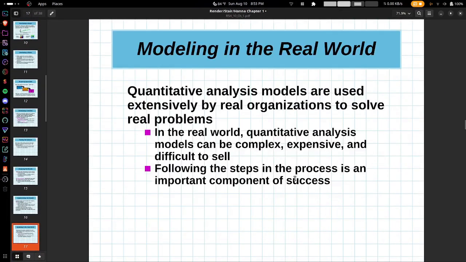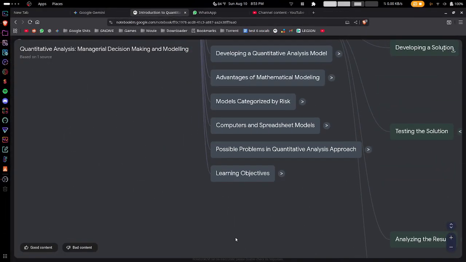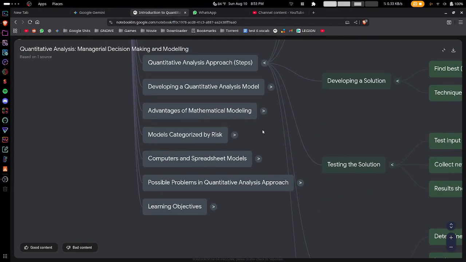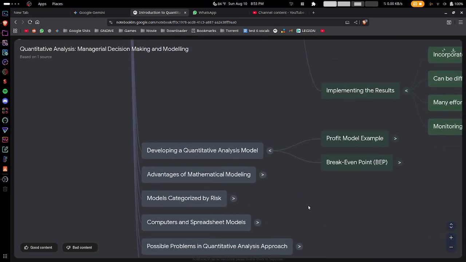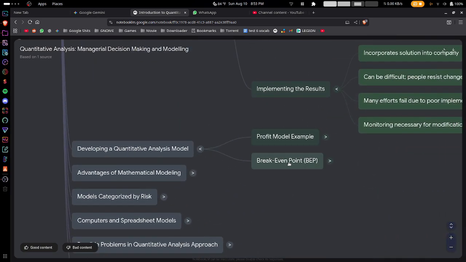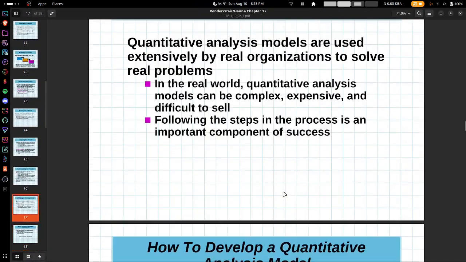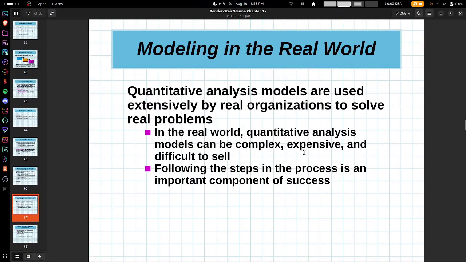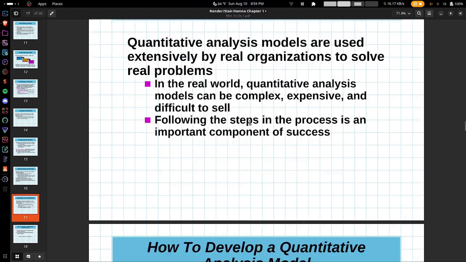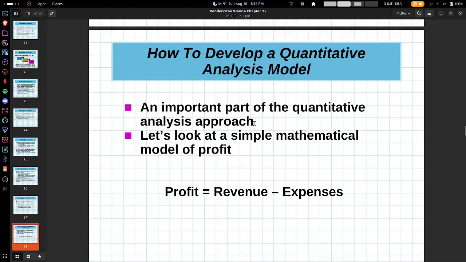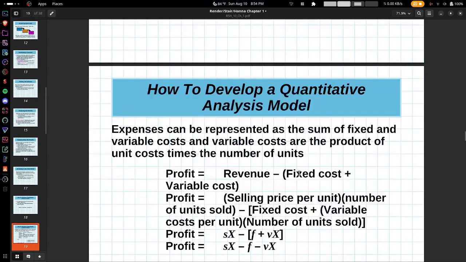Okay, modeling in the real world. Now we're into the advantage: developing a quantitative analysis model. Now we can look at the profit model example and break-even point. How to develop this modeling in the real world, and quantitative analysis models are used extensively by regulators on real problems. How to develop a quantitative analysis model is an important part of quantitative analysis.